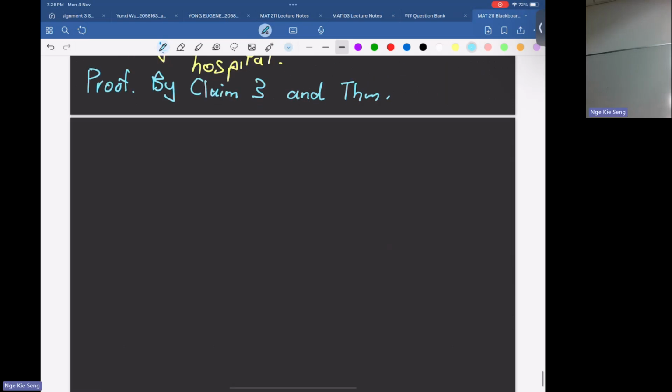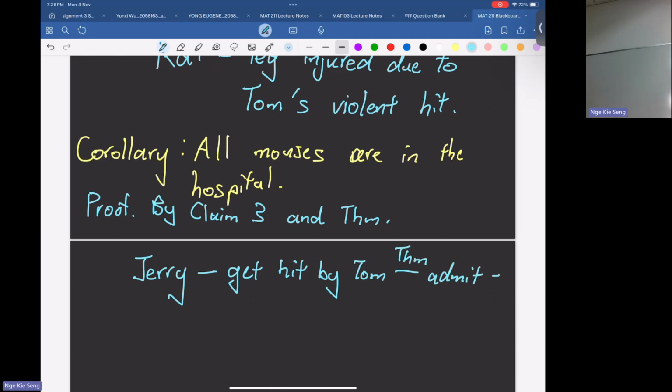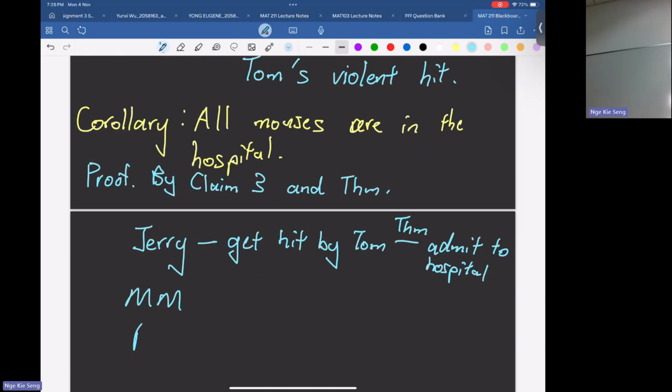Okay, so if we want to prove this, we also can do it, right? Prove it one by one. Why is Jerry in the hospital? Because Jerry got hit by Tom. And then, by the theorem, admitted to the hospital. Similarly, Mickey Mouse and Red all get hit by Tom, and then they have to be admitted to the hospital. Okay, you have to check one by one.